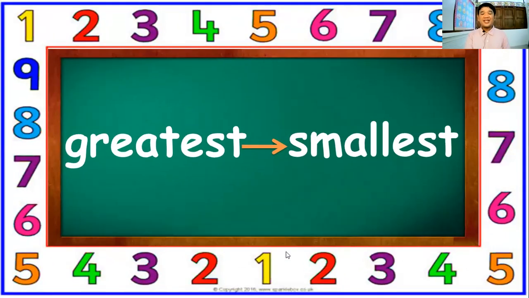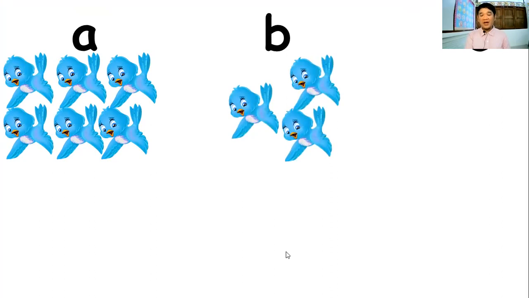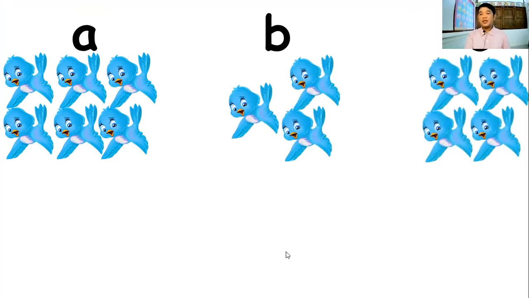All right, next. Greatest to smallest. So we have here A, B, and C. Let's check letter A. On letter A, we have 6 birds. On letter B, we have 3 birds. And letter C, we have 4 birds. Now, the question is, how to order the numbers from greatest to smallest?